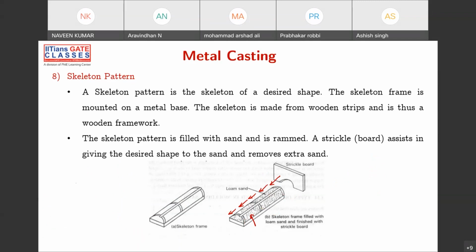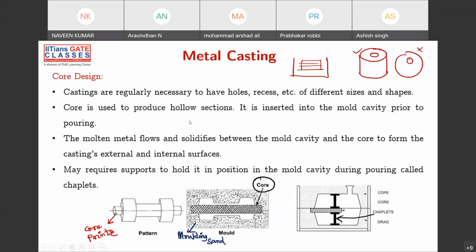They have used skeleton pattern to create that kind of a mold cavity, and in that mold cavity they are pouring liquid metal, and then they are getting the sword out of it. So this is what is called skeleton pattern. So that's the end of metal patterns, the different types of patterns.